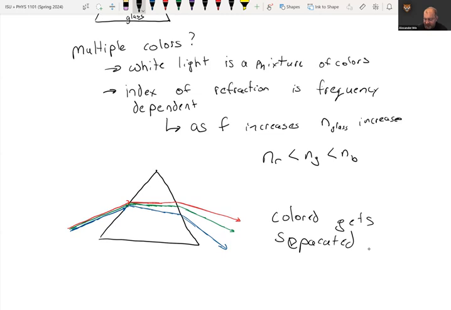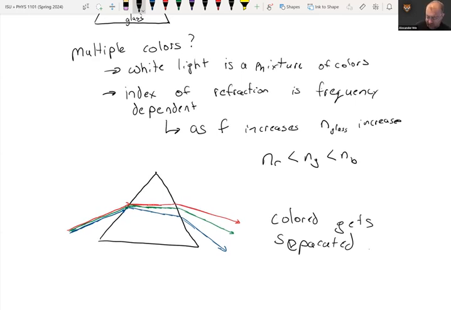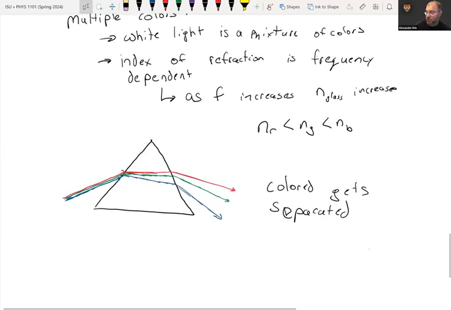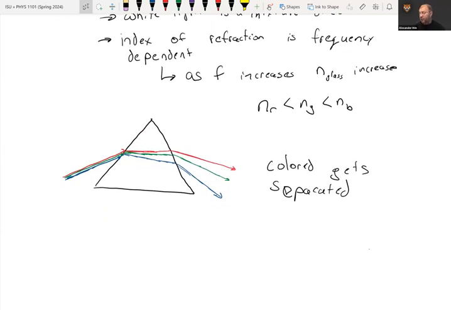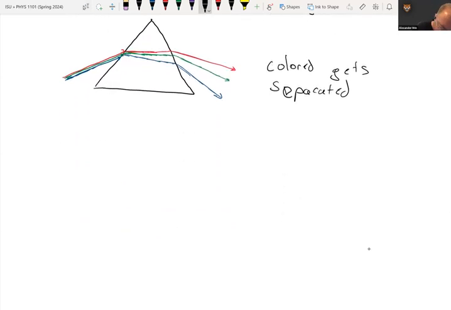But the whole point is that this separates the different colors. This is how this phenomenon works. So that is ultimately how this is going to be. And like I say, you could do a calculation with this. You'd have to know the different indices for the different colors, but ultimately this is qualitatively what's going on. Now, the last thing I want to talk about is total internal reflection.